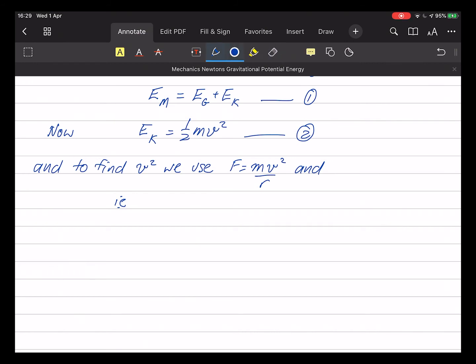We're talking about Newton's gravitational potential, Newton's gravitational potential energy. Yeah, this is going to work. So let's equate these two.